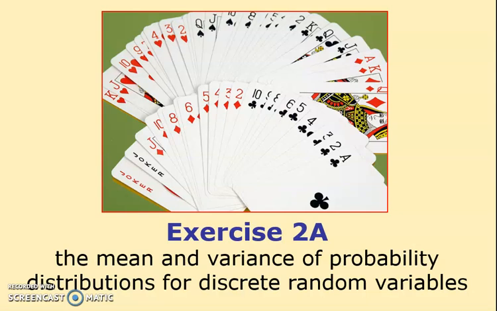Hello there, it's exercise 2A. We're going to look today at the mean and variance of discrete random variables. Now, discrete random variables we've already seen in normal A-level maths. This is a part of that course which is based on statistics, and I suppose I need to remind you of that.